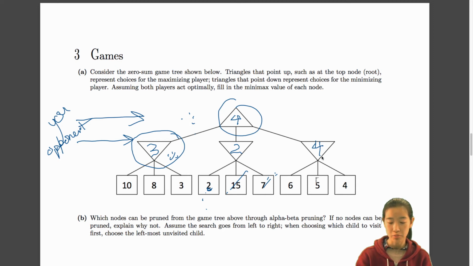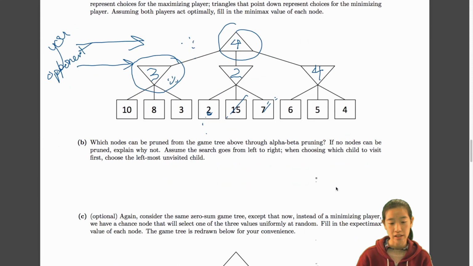We move on to the last subtree, which we first see a 6. 6 is greater than both 3 and 2. Nothing we can really prune from the next one. We see a 5. It's still not helping our situation. We see a 4. So in the subtree, we have nothing we can prune.